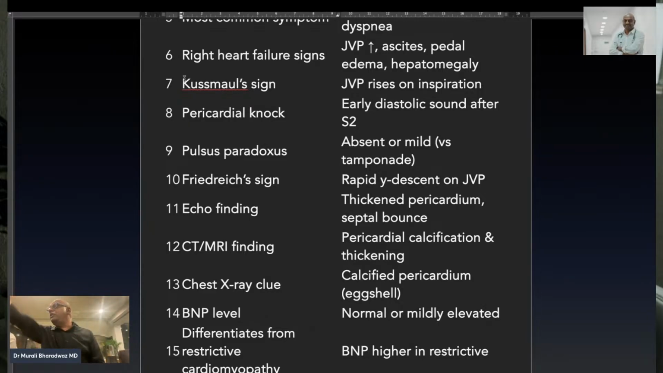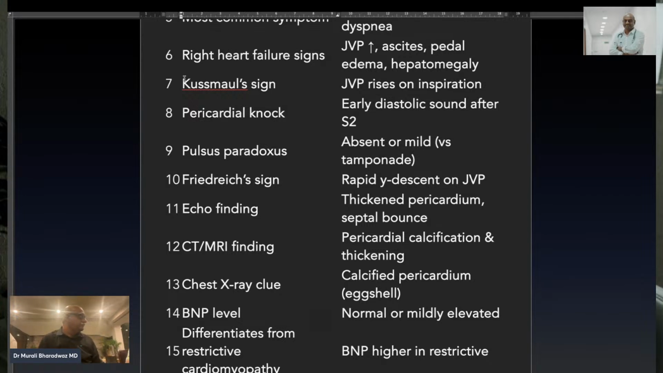Cardiac tamponade mein hoga, pulsus paradoxus. Kabhi constrictive pericarditis mein nahi hoga. That is a differentiator. గుర్తుపెట్టుకోండి. Pulsus paradoxus with that exaggerated movement of the interventricular septum at the time of inspiration.